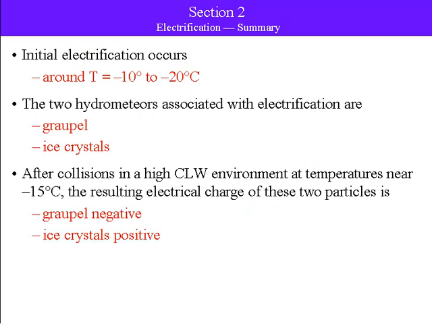Summarizing the electrification process, initial electrification occurs around temperatures of minus 10 to minus 20 degrees Celsius within the cloud. The two hydrometeors associated with this electrification are graupel particles and ice crystals colliding. After collisions in a high cloud liquid water environment at temperatures near about minus 15 degrees Celsius, the resulting electrical charge of these two particles is that the graupel charges negative and the ice crystals charge positive.